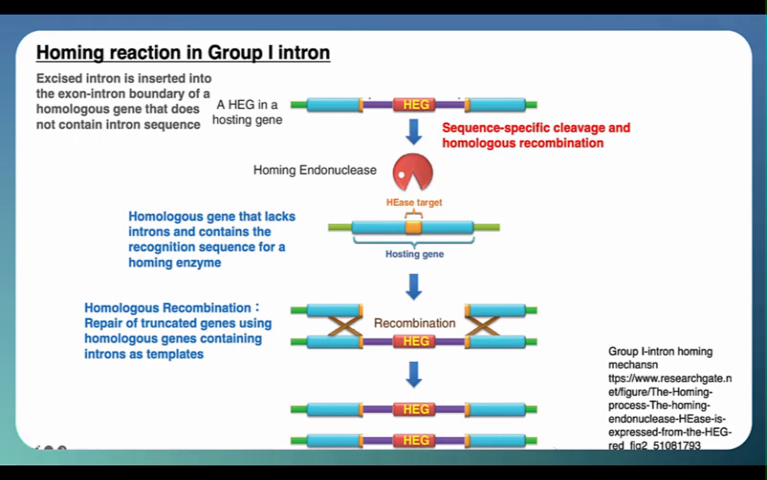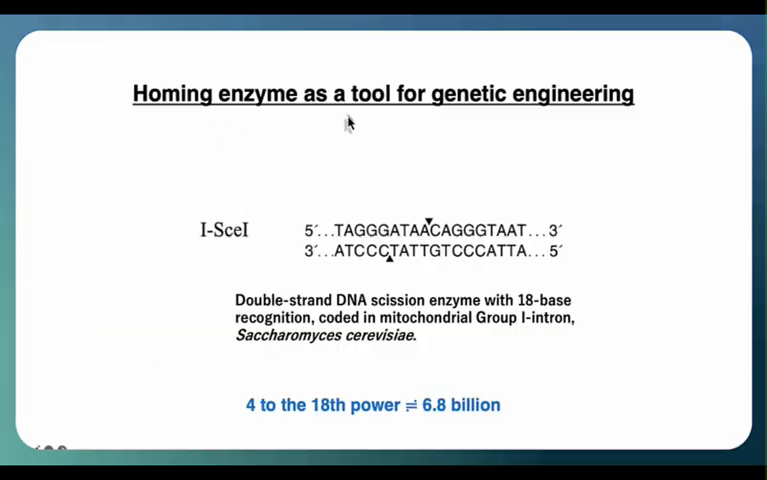The reaction in which an intron-less homologous gene becomes an intron-containing gene through homologous recombination is called homing. This reaction does not involve reverse transcriptase, so it is called a homing reaction rather than a retrohoming. Homing enzymes with such long recognition sequences are now used as tools in genetic engineering.